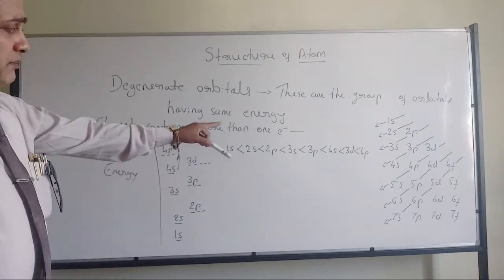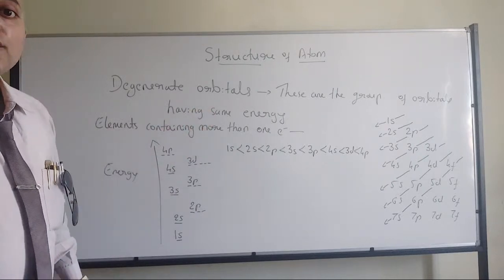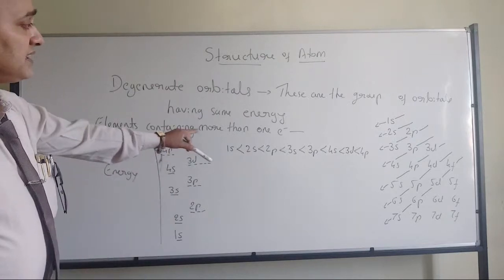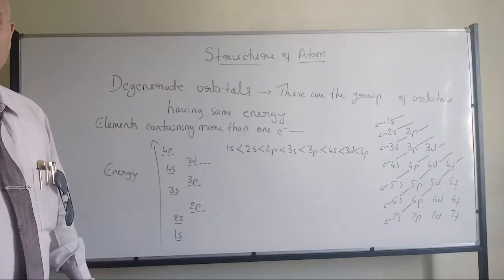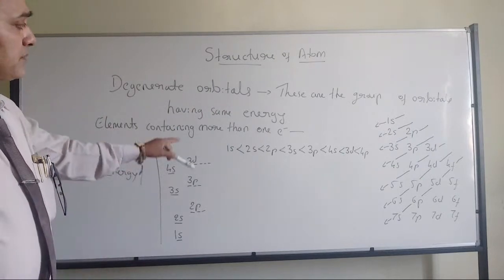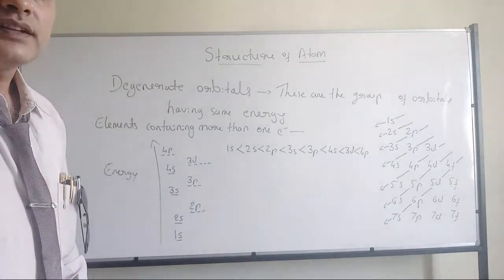For the time being, you should understand that for atoms where more than one electron is present, this rule is applicable. Now, can you tell me whether any degenerate orbitals are present here?